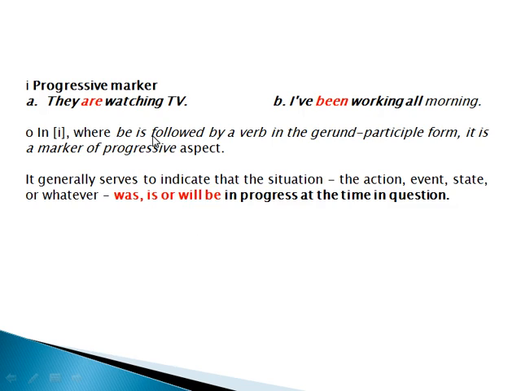Let's take the case of progressive marker. They are watching TV or I have been working all morning. In number one, where be is followed by a verb in the gerund participle form, it is a marker of progressive aspect. It generally serves to indicate that the situation, the action, the event, the state, or whatever was, is, or will be in progress in the time in question.